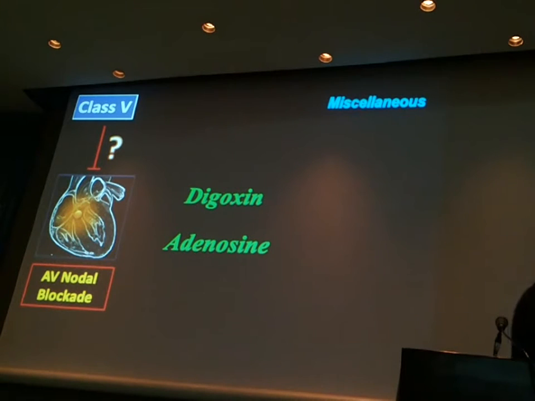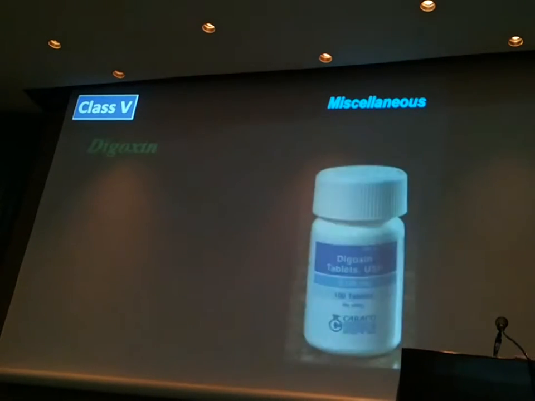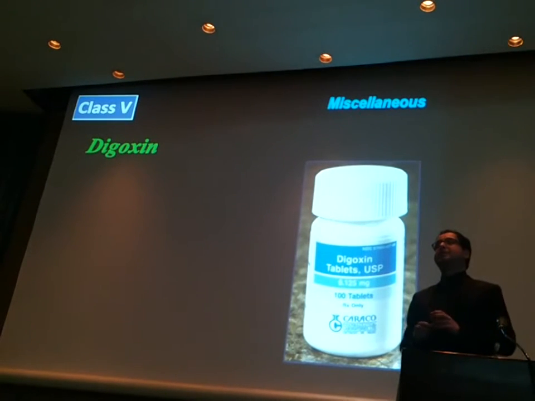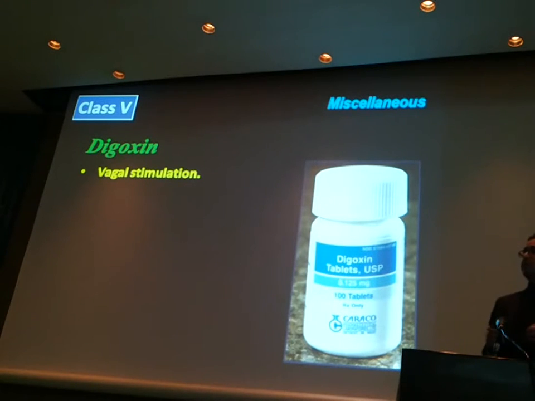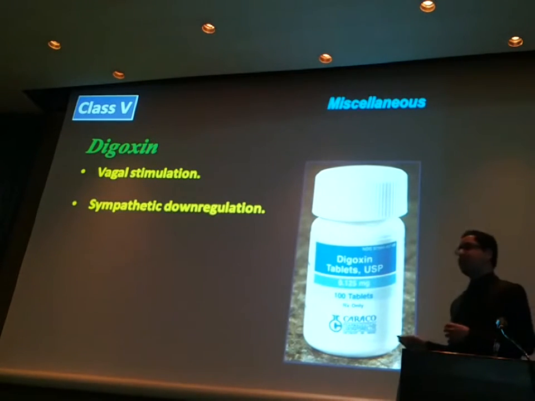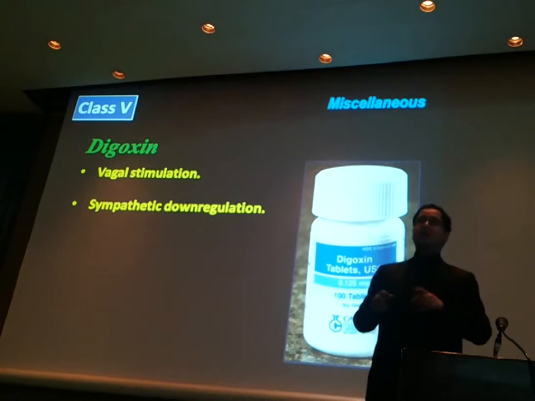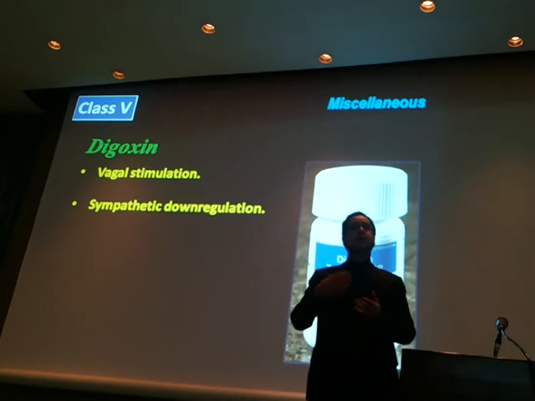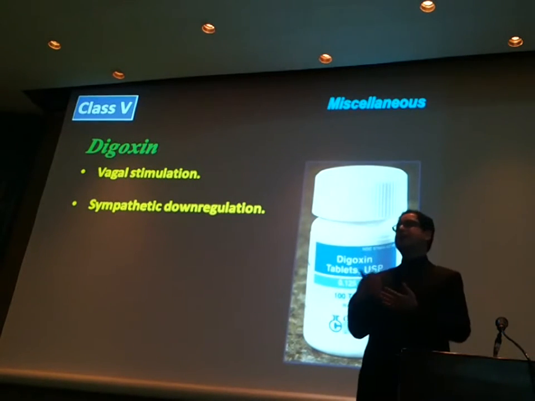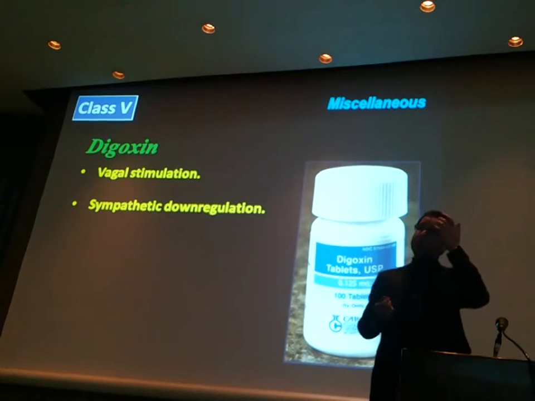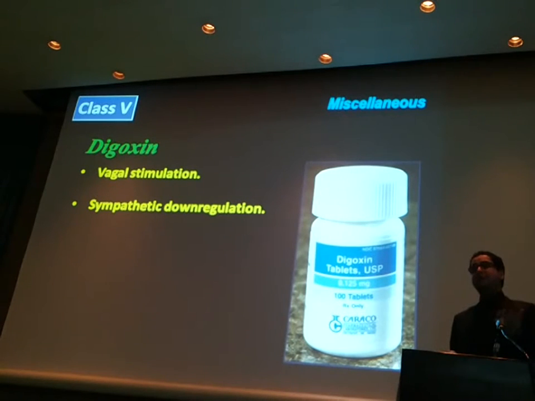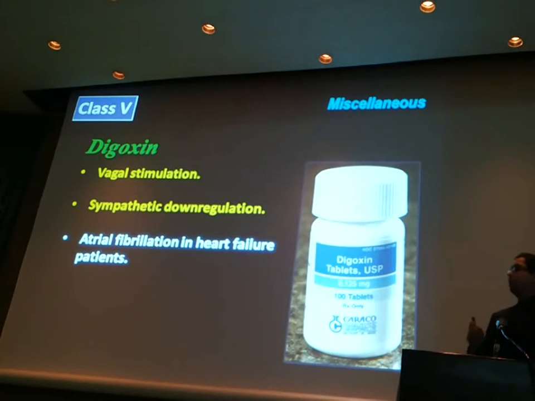Now, regarding digoxin, if you remember when we discussed digoxin in the heart failure lecture, we said that it has an important vagal stimulatory effect coupled with a sympathetic downregulatory effect. Now, if you couple these things together, and we said that both the sympathetic and parasympathetic systems control the heart rate, the contractility and the conduction of the heart, right? So if you do such changes within the autonomic nervous system function on the heart, that will result in certain effects against this arrhythmia.